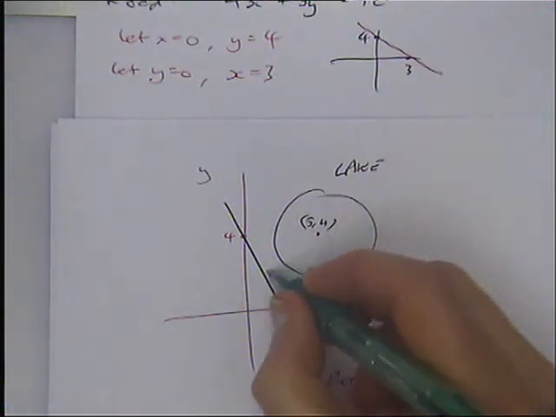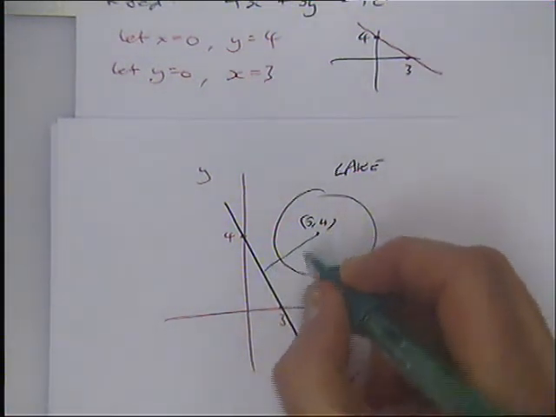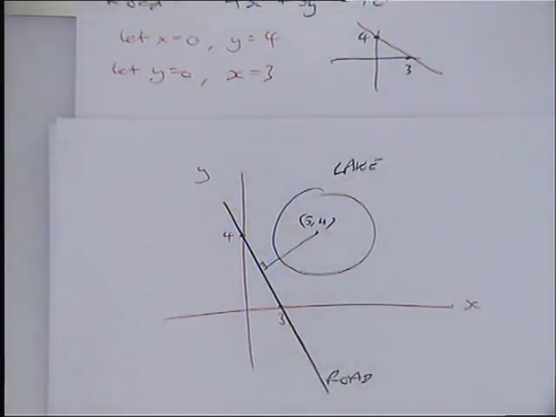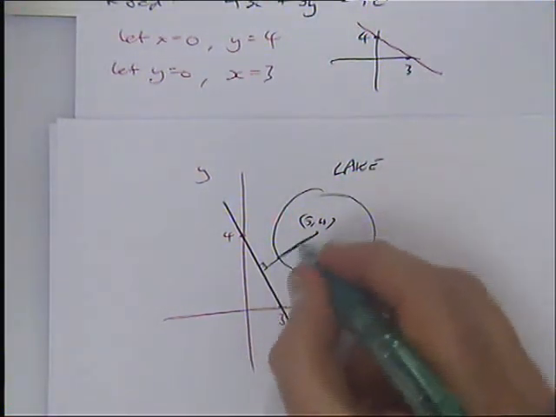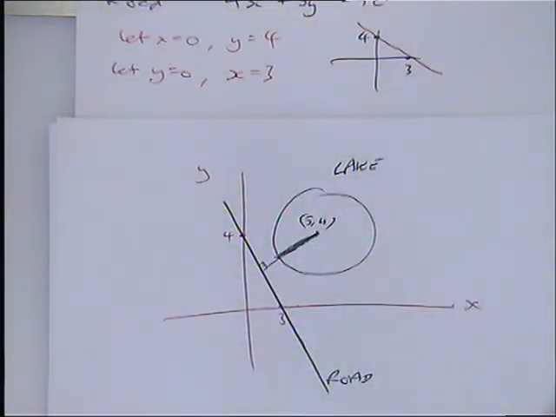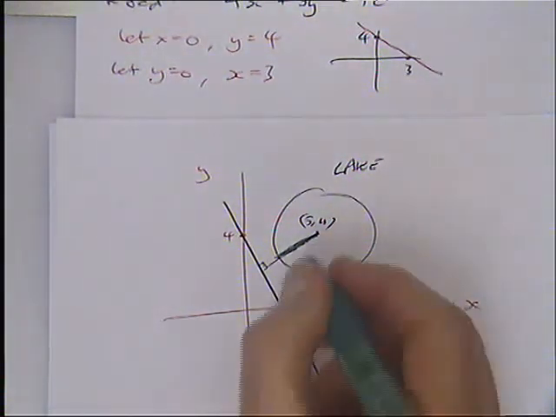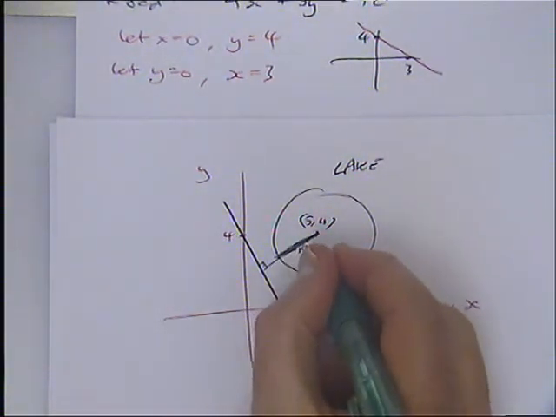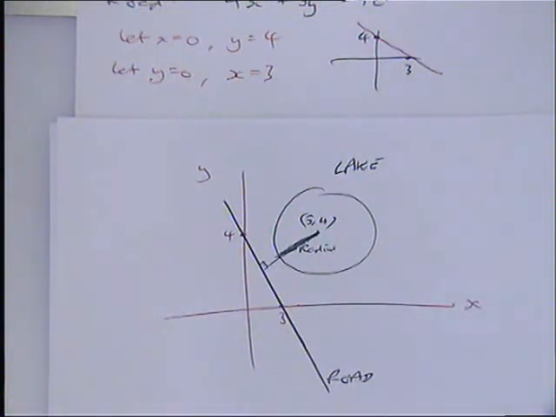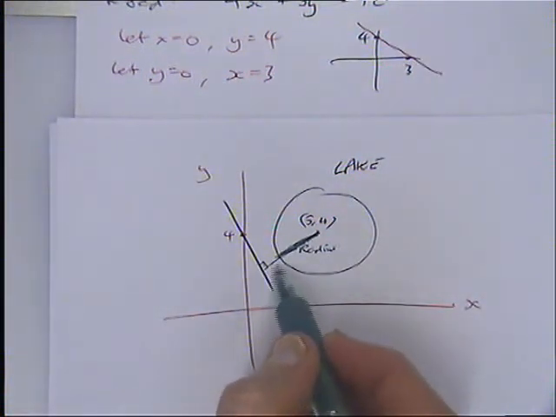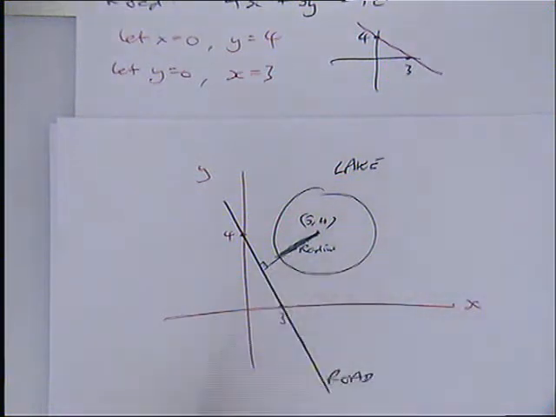The shortest distance will be that distance there, where that is a right angle. This bit here, this extra thick bit, what is that extra thick bit? That's the radius. So I need to find out this extra little distance here, and if I add that onto the radius, I have what I'm after. Are we all okay up to there?